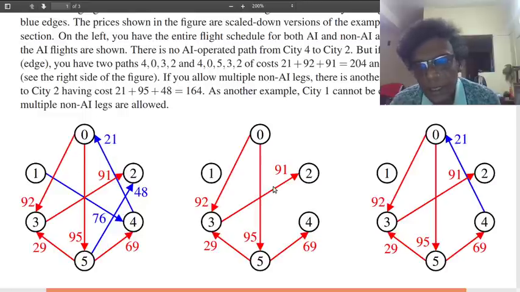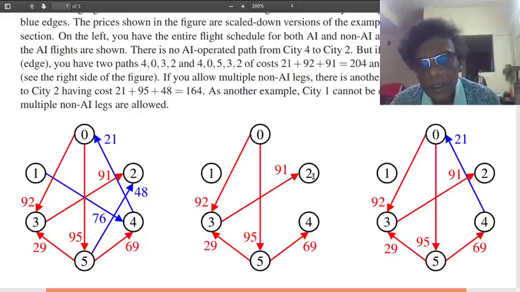AI only, plus only one allowed non-AI leg, and an arbitrary number of non-AI legs, which is part 3. Okay. And in all cases, if Air India serves something like 0 to 2, you have to use that, even if using blue edges reduces the cost. Okay, in all the parts.